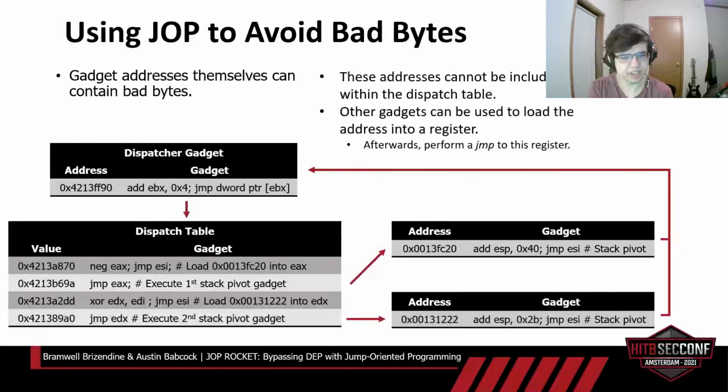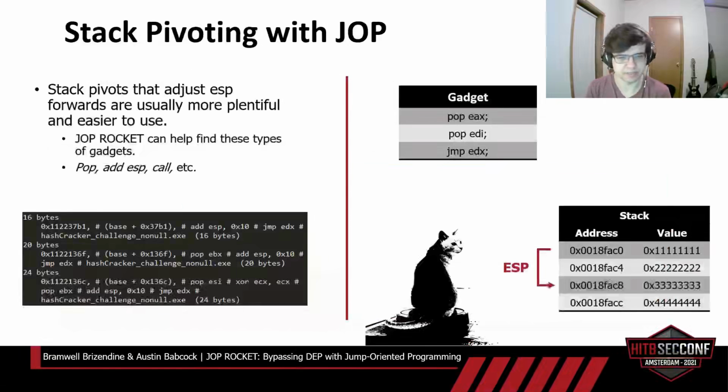Another place bad bytes can show up is in functional gadget addresses. So the addresses of the functional gadgets themselves might have a bad byte, like these stack pivots on the right have a null byte at the beginning. But if we want to still use them, what we can do is load their address into a register and then jump to that register rather than putting them in the dispatch table themselves.